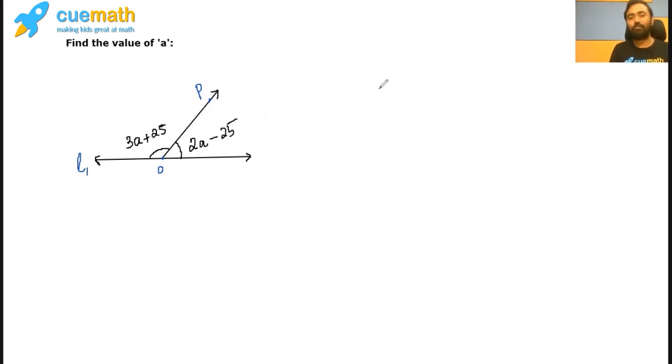Let's form an equation using this information. So 3A plus 25 plus 2A minus 25, the sum of the two angles, will have to be equal to 180 degrees. Now let's simplify this equation to find the value of the variable A. On the left hand side, we have plus 25 and minus 25. We cross out these two and we are going to get 3A plus 2A, which is 5A. So 5A equals 180 degrees.